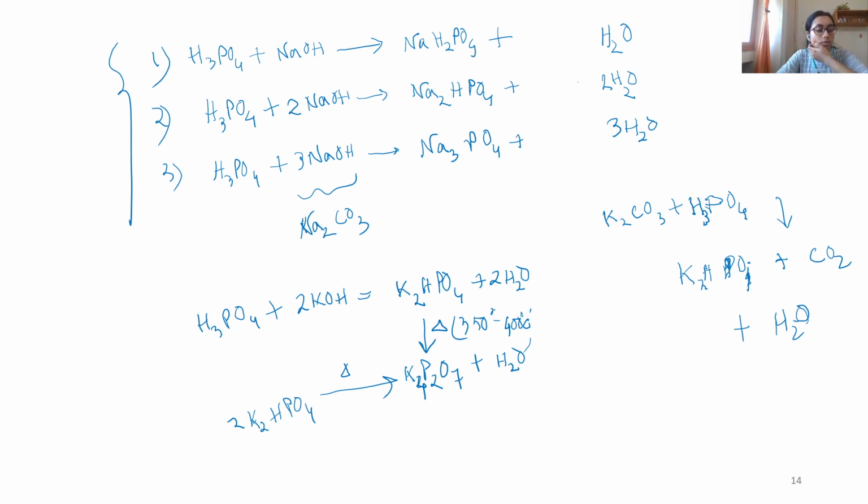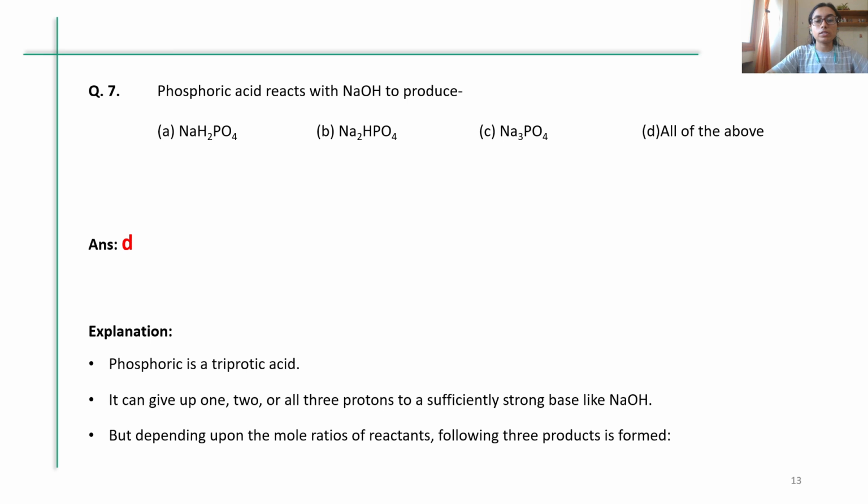K2HPO4 plus CO2 plus water will be formed. These are the reactions involved. That's why on a molar ratio we'll get the product. So all of the above will be the correct answer when we react phosphoric acid with the base.